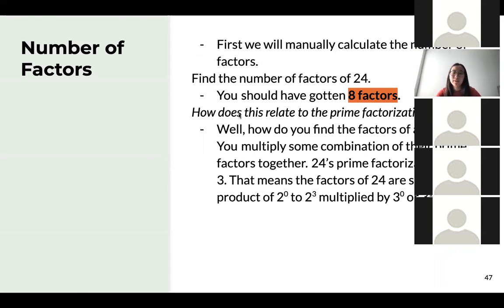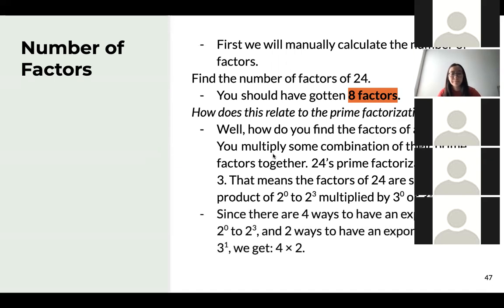So let's take 12. 12 would be 2 squared times 3 to the 1st power. Or let's take 4, another one of the factors we found, that would just be 2 squared multiplied by 3 to the 0th power. So all the factors of 24 are just some combination of its prime factorization.